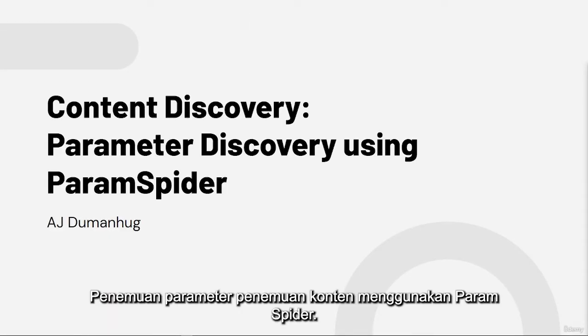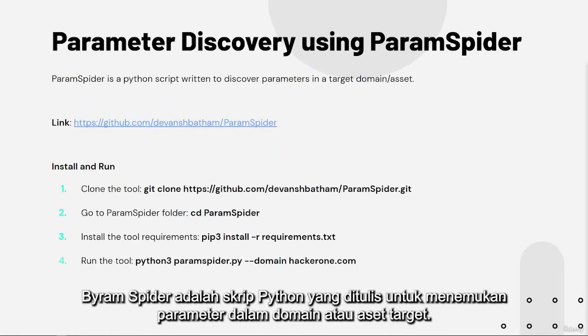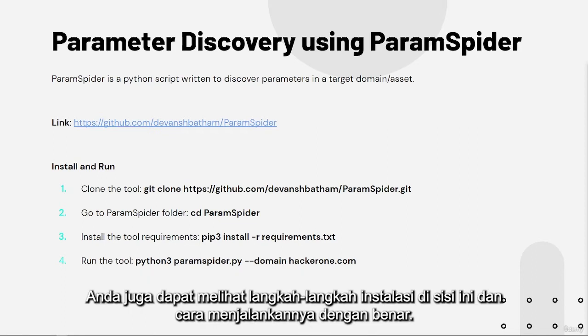Content discovery, parameter discovery using ParamSpider. ParamSpider is a Python script written to discover parameters in a target domain or asset. You can visit this tool on GitHub at github.com/devanshbatham/paramspider. You can also see the installation steps on this slide and how to run it properly.